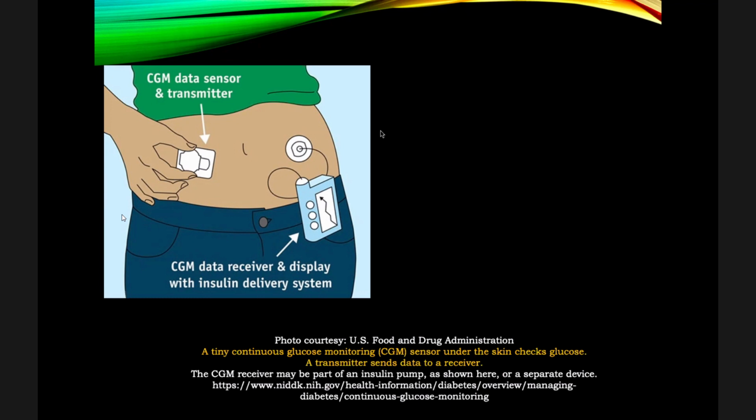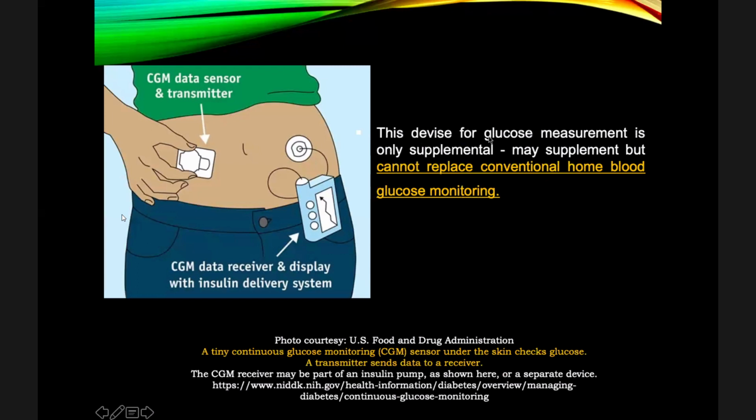Nocturnal hypoglycemia and postprandial hyperglycemia. This device for glucose measurement is only supplemental, may supplement but cannot replace conventional home blood glucose monitoring. Ay, ibig mo sabihin, ma'am, mas best pa rin si glucometer. Check. Kasi blood talaga yon. Mas best pa rin si glucometer, ma'am. Yes, best pa rin. Together with the dextrose, best pa rin compared to this interstitial glucose monitoring device. You can buy, but you cannot replace the glucometer.